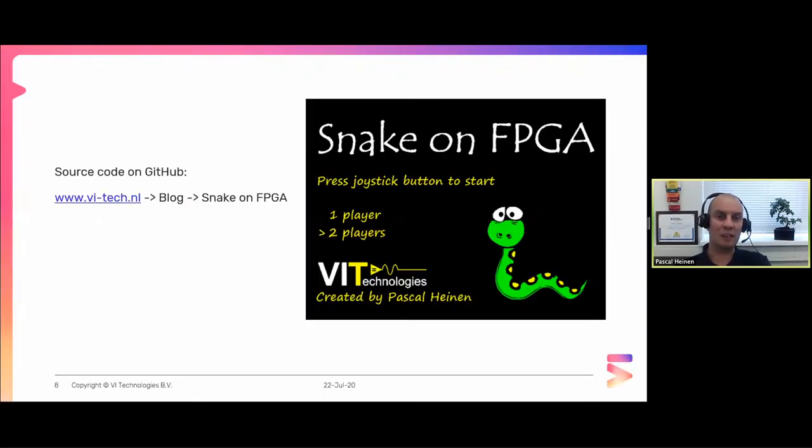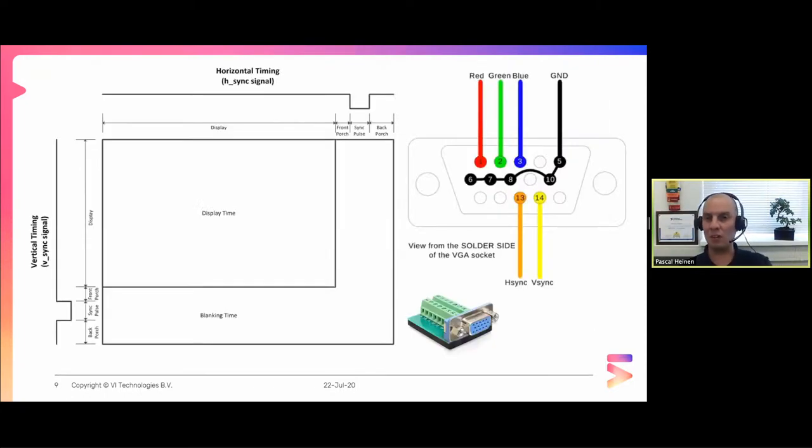You can get the source code for this game when you visit the VI Technologies website, vitech.nl. Go to the blog and select Snake on FPGA, and you will find a link to GitHub where you can download the source code. But this presentation is about Tetris. So first, more theory about how to generate a VGA signal.